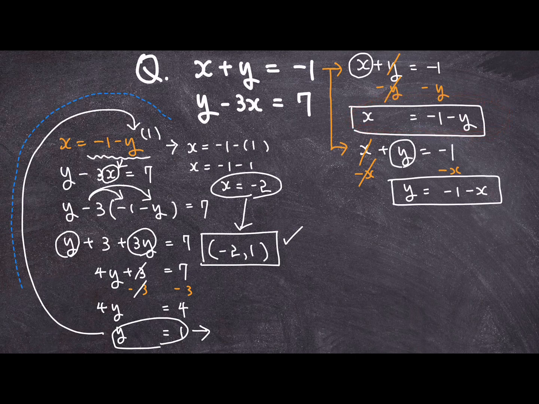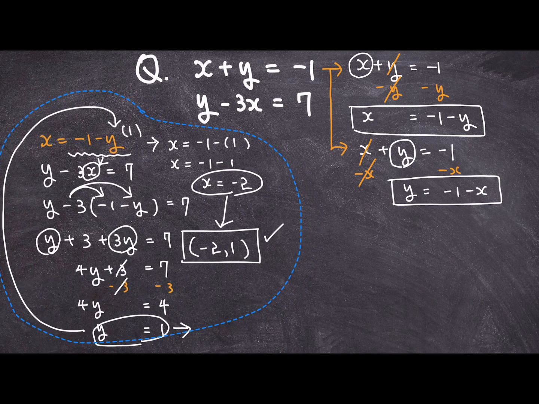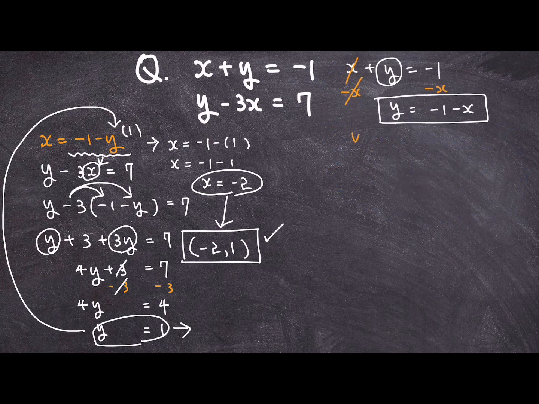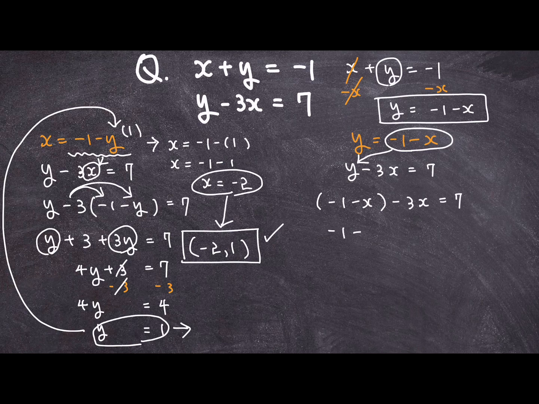There's nothing wrong with this method, but for the purpose of learning, I will also show you how I can substitute the value of y and get the same answer. Let's erase the upper part right here and use y is equal to -1 minus x and substitute that into the second equation, y minus 3x is equal to 7. I'm substituting this value in place of y in the second equation. So -1 minus x minus 3x is equal to 7. Combine the like terms: -1 minus 4x is equal to 7.